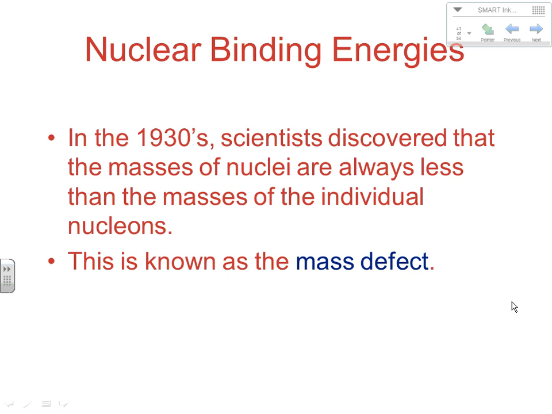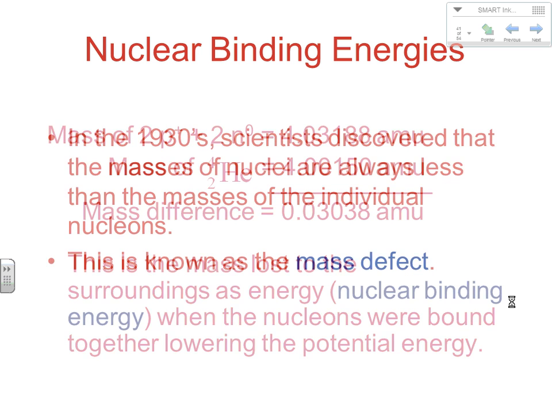And one place where this was used is in finding out the energy or the nuclear binding energy based upon the mass defect of an atom. So in 1930, scientists discovered that the mass of nuclei are always less than the masses of the individual nucleons that make them up. And this is something we talked about in class on a previous day. Well, that difference in mass is known as the mass defect.